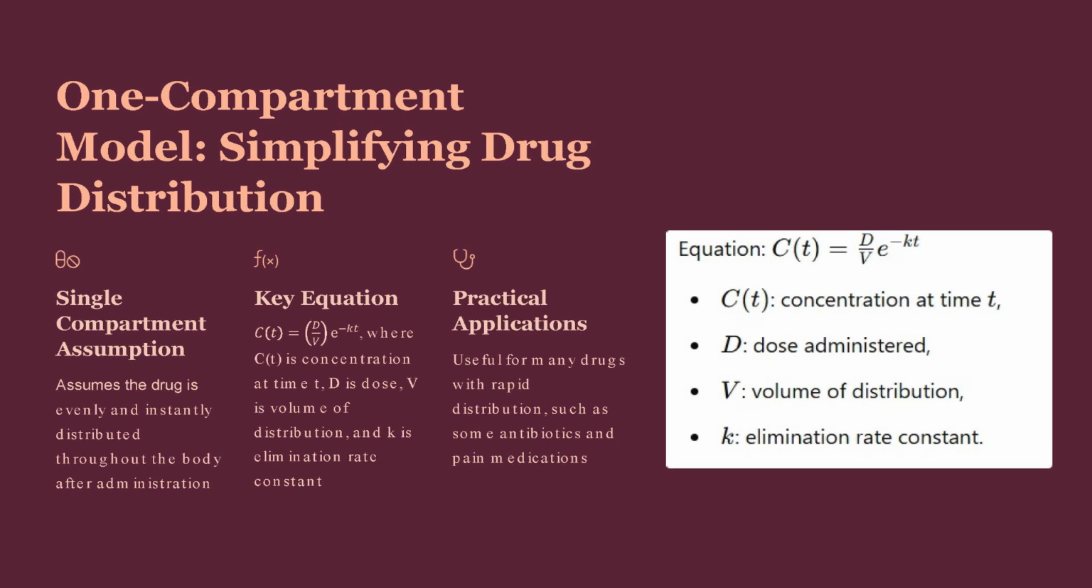Here's what each term represents. C(t), the concentration of the drug at time t, showing how much drug remains in the body. D, the dose of the drug administered, determining the initial concentration. V, the volume of distribution, representing the extent to which the drug spreads in the body. A larger V leads to a lower concentration. k, the elimination rate constant, describing how quickly the drug is removed from the body. e^(-kt), the exponential decay factor, showing the natural reduction in concentration over time. The negative exponent indicates a decrease in drug concentration as time progresses.